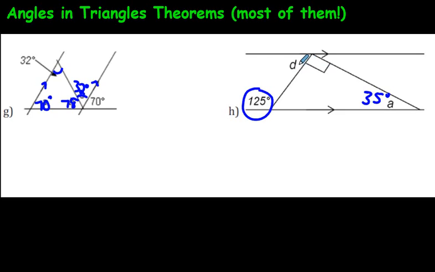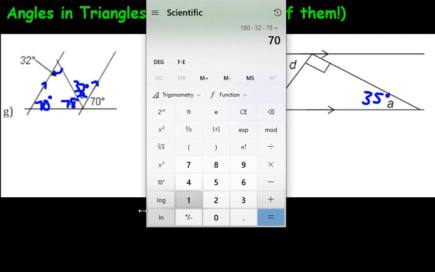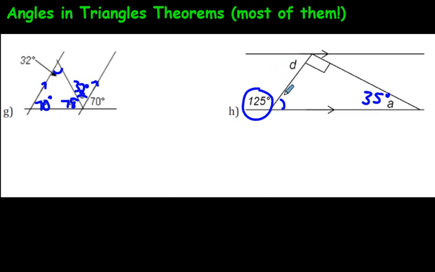D and this angle here have to add up to 180. That means 125 and this angle here are on the same line. So 180 minus 125 is 55. So we know this is 55, which means D is also 55. Let's just check and see if this all works out. What's 55 plus 35? That is 90, and 90 plus this 90-degree symbol here is 180. So we know things have been done correctly.